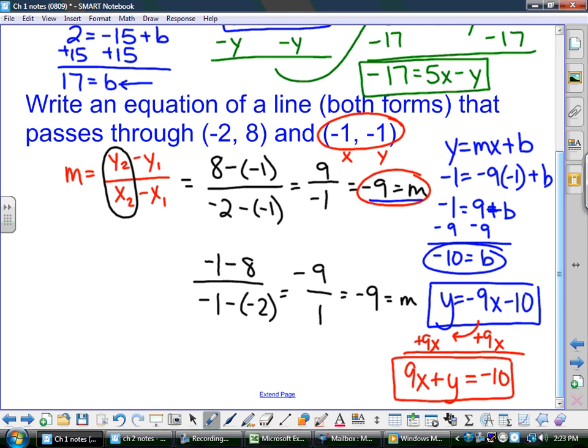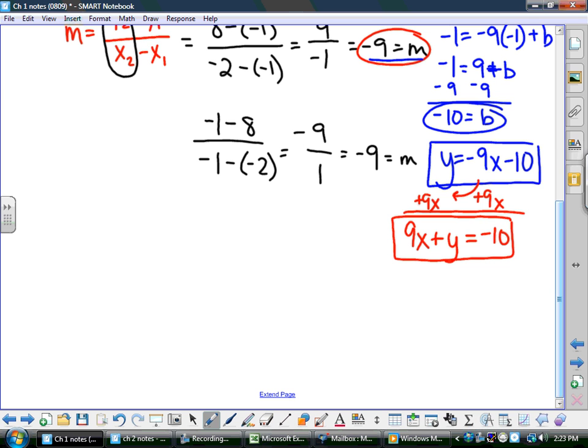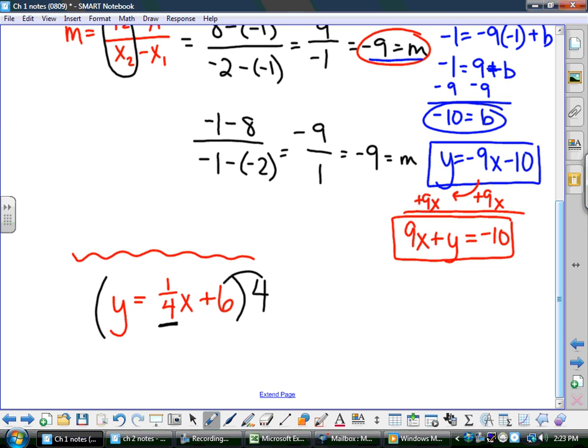One note about writing the equation in standard form is if you had started with a line like y equals 1/4 x plus 6, and you were trying to get that into standard form, remember that in standard form you cannot have fractions. So to get rid of a fraction, you are going to multiply everything by what's in the denominator of that fraction, and make sure you multiply all of the parts.